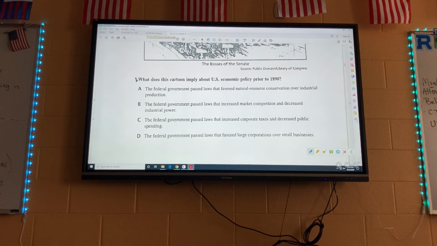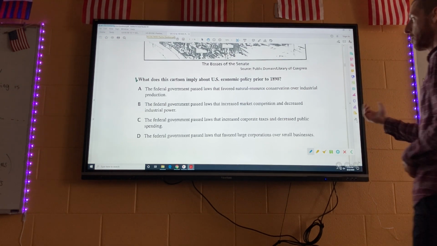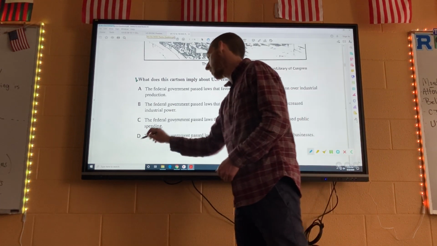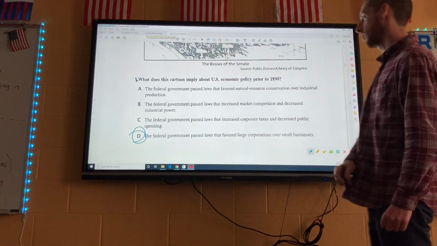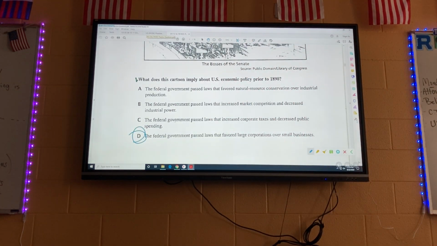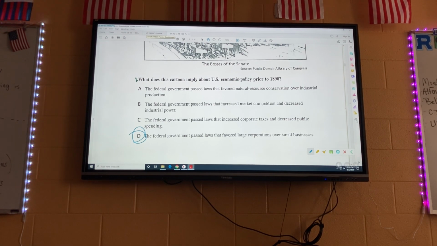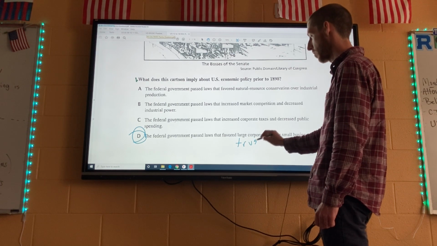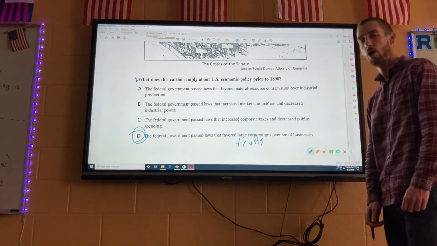So which one of these? Well, if it's all big trusts behind the government, it's going to be D. The federal government passed laws that favored large corporations over small businesses. Okay? So it's going to favor large corporations, meaning trusts. So trusts are the large corporations. Okay? Hopefully this is all making sense.